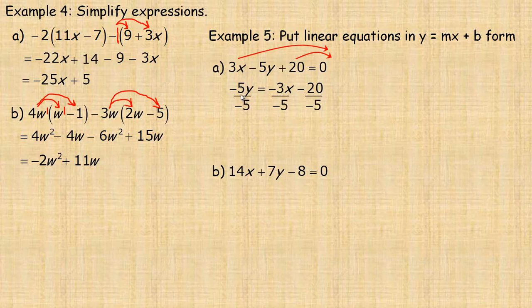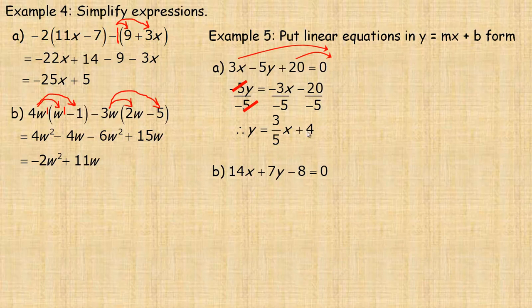So I would divide both sides by -5 so that those divide out. So now I have y alone, and so y would equal 3/5 x. Now negative divided by negative is a positive, so that's why I don't leave the negatives there. So that would simplify to 3/5 x, and -20 divided by -5 is positive 4.